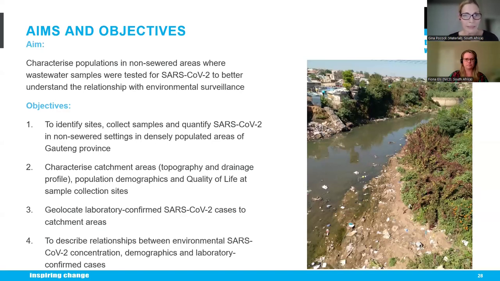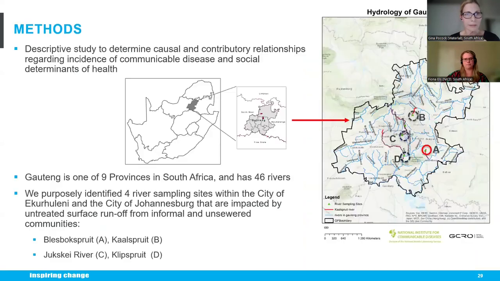Then to characterize these catchment areas in terms of the topography and the drainage profile, and then looking at the population demographics and the quality of life at these sample collection sites. And then to geolocate laboratory confirmed SARS-CoV-2 cases to these catchment areas, and finally to describe the relationship between environmental SARS-CoV-2 concentration, the demographics, and then the laboratory confirmed cases.